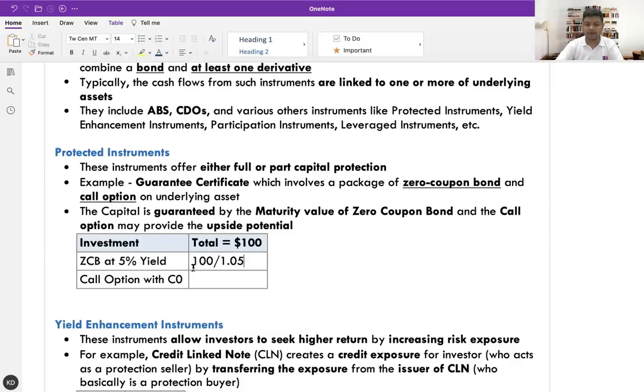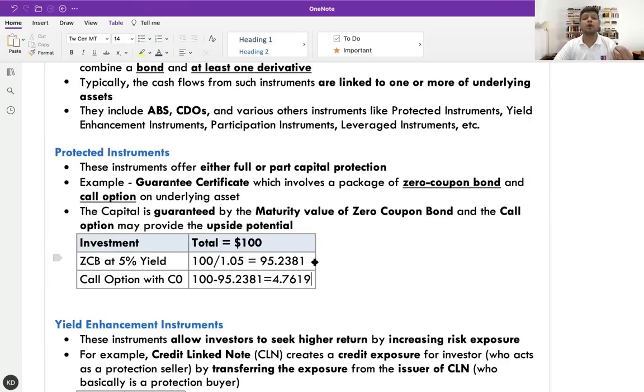100 divided by 1.05, right? I'll put 95.23 in the security today. So how much will I get on maturity? 100. 100 for sure, right? Because it's a zero coupon risk-free bond. So today you give me $100. I give you an assurance that I will not at all lose your principal. And what else can I do? The remaining amount I can put wherever I want.